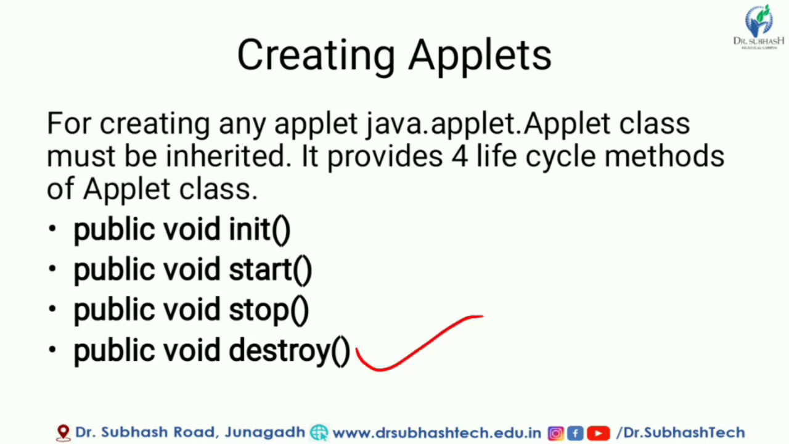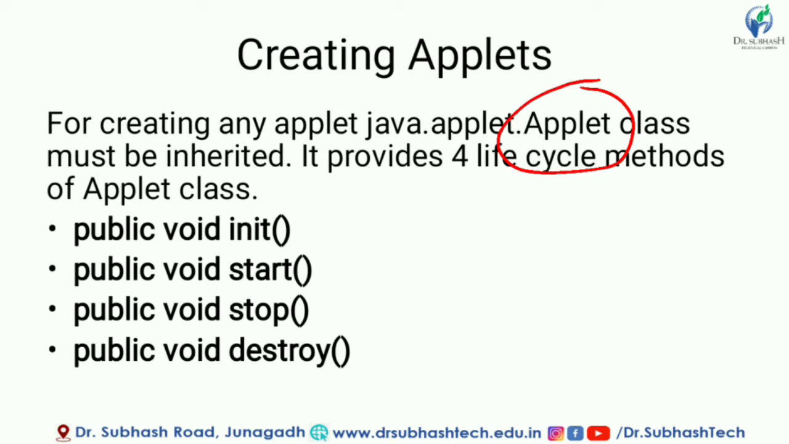Then there is the destroy method. Whenever you have closed your applet, there is no need of the applet further. We will close this applet, and this destroy method will be called for destroying the parameters of the applet. So these are the basic methods of the applet that will be given by the Applet class, right?